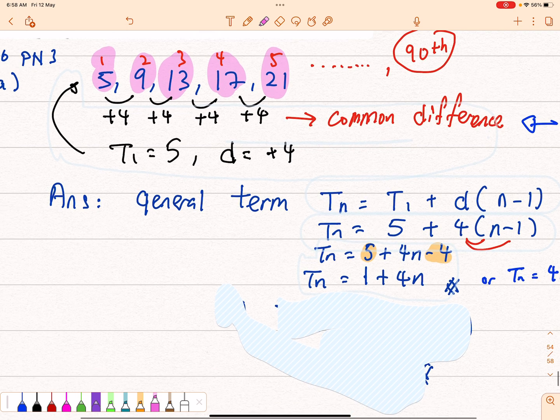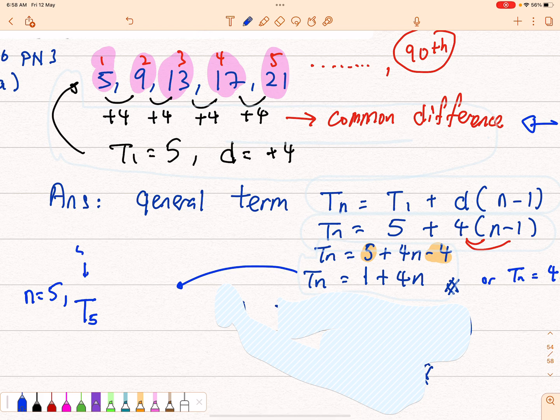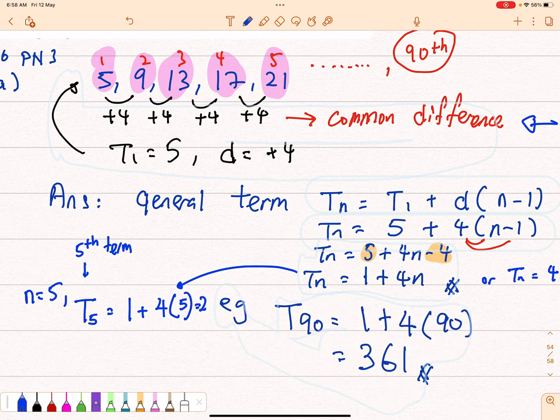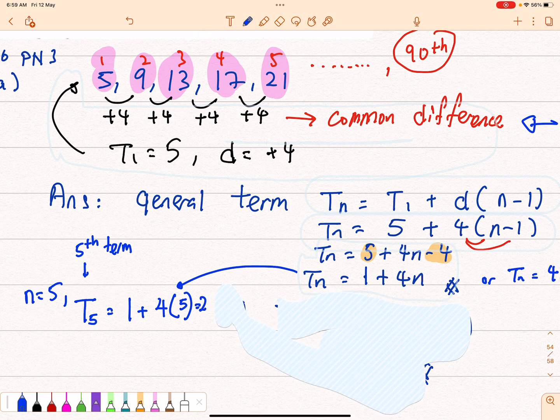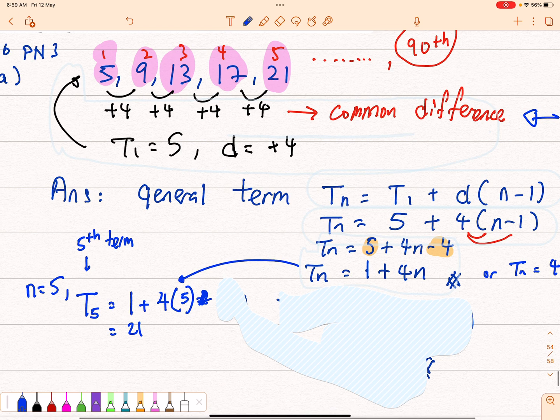So what does this formula mean? This formula actually means that if n equals 5, we can now replace all the n with 5. So T5, not terminal 5, not the airport, but the fifth term, will be equal to 1 plus 4 times 5, which is 21. So you see that T5 is equal to 21, right? So actually this is how we can make use of the term, but it's quite silly, right?